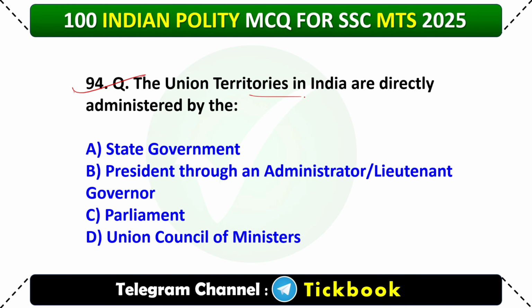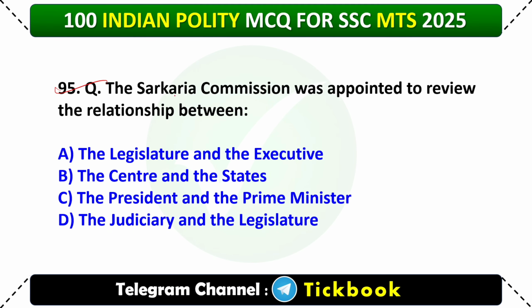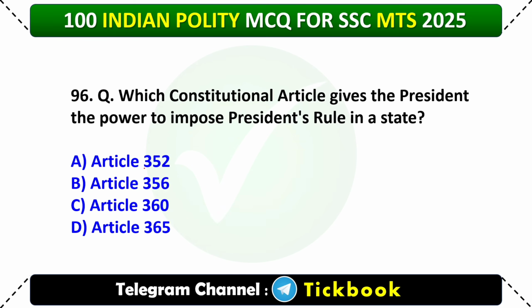94. The Union Territories in India are directly administered by. Option B, President through an administrator, Lieutenant Governor. 95. The Sarkaria Commission was appointed in 1983 to review the relationship between the. Option number B, the Centre and the States.